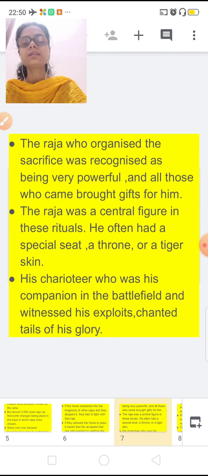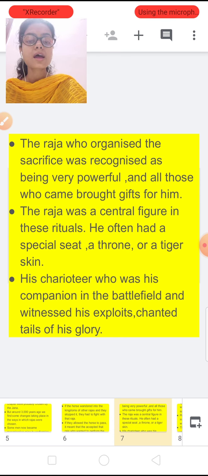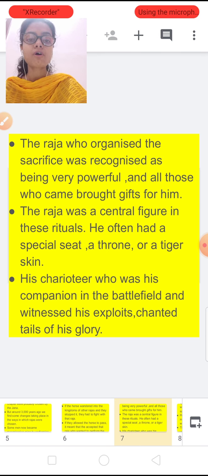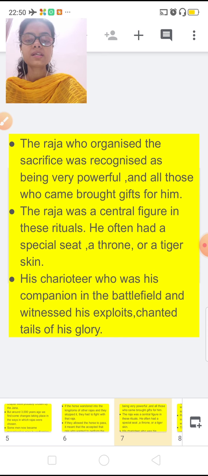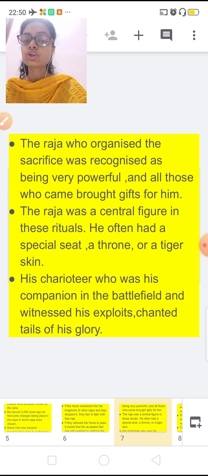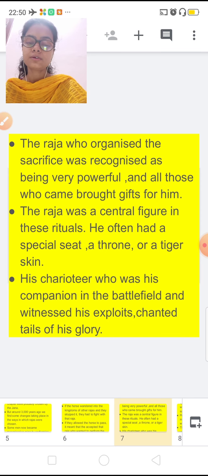So basically, in this ritual, everyone had to accept that this particular raja who has performed the sacrifice is very powerful, and in his glory his companion chants tales of his glory.